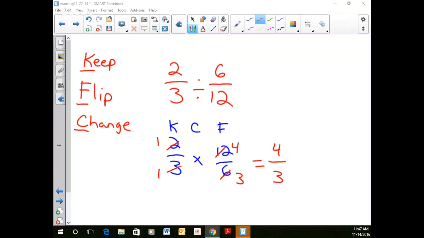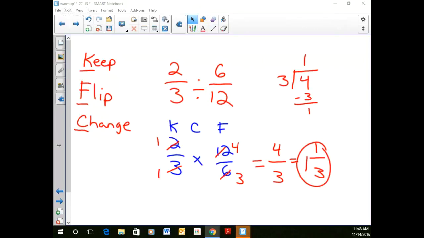You cannot leave it improper, so we must divide the denominator 3 into the numerator 4, which will go 1 whole time. And then we have 1 left over. That'll be our new numerator. And the remainder is always the numerator. And the denominator stays the same. So our answer for this problem, how many 6/12 go into 2/3, is 1 1/3.